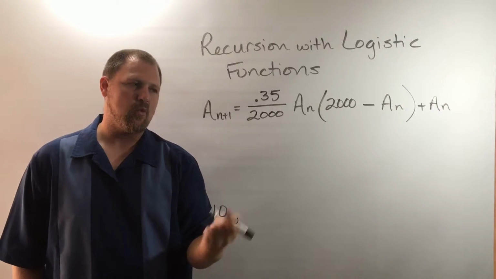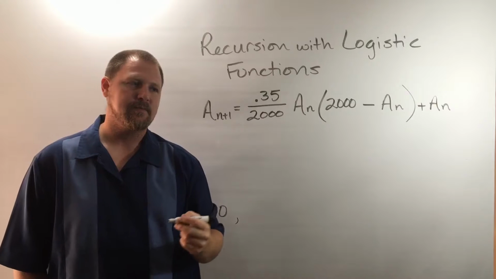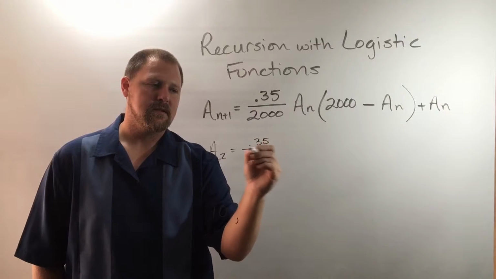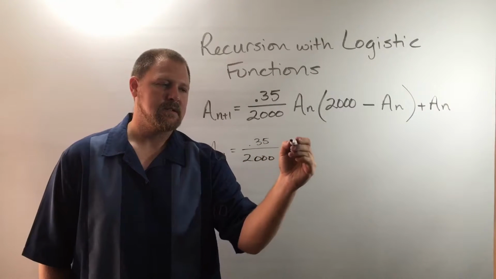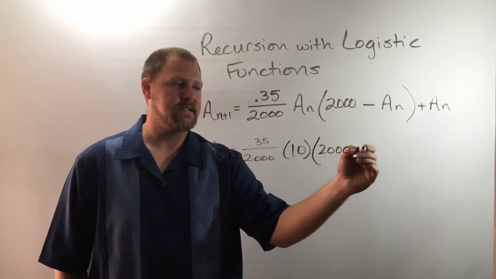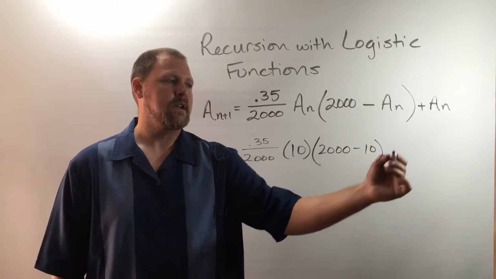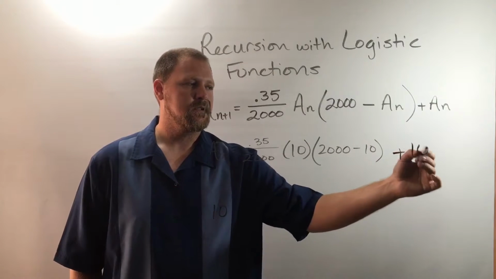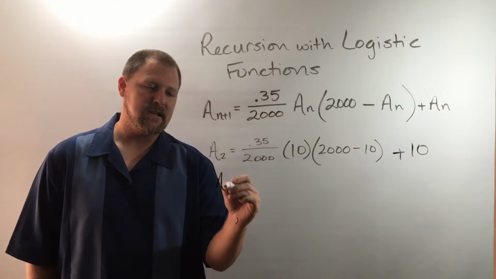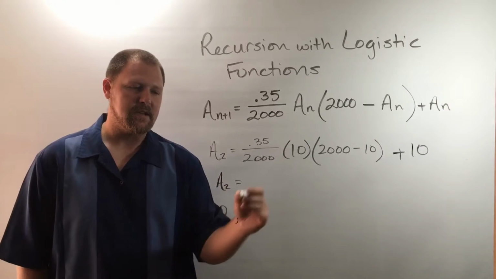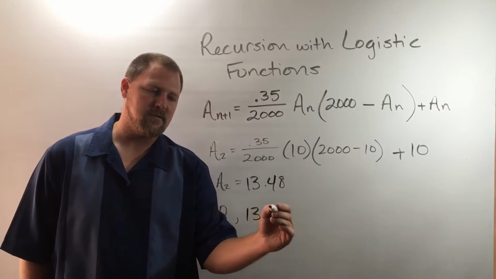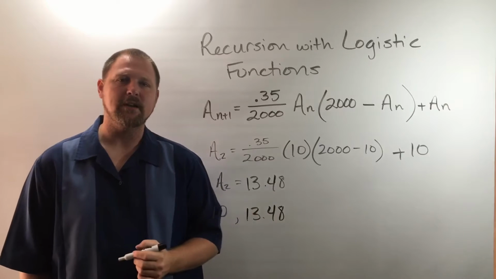So this here is a sub 1, which means we're looking for a sub 2, which says a sub 2 equals the growth rate divided by 2,000 times a1, which is 10, times 2,000 minus 10. That's the difference equation, and then we have to add that back to our a sub 1 in order to get year 2's growth. When we calculate a2, we are going to get 13.48, which tells us the second term of our sequence is 13.48.